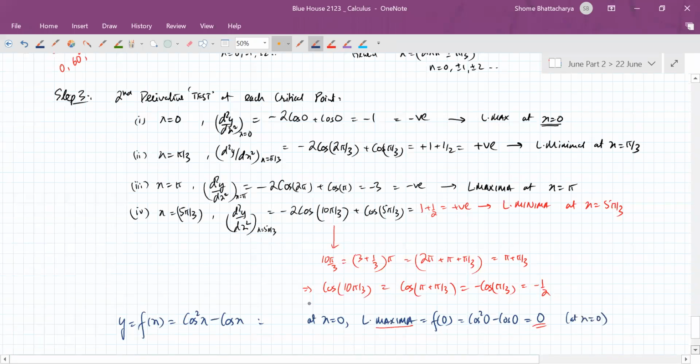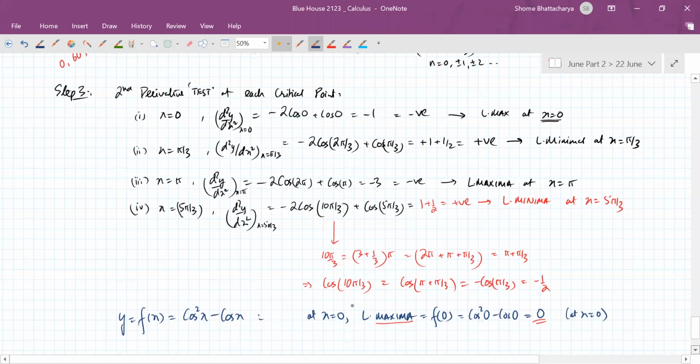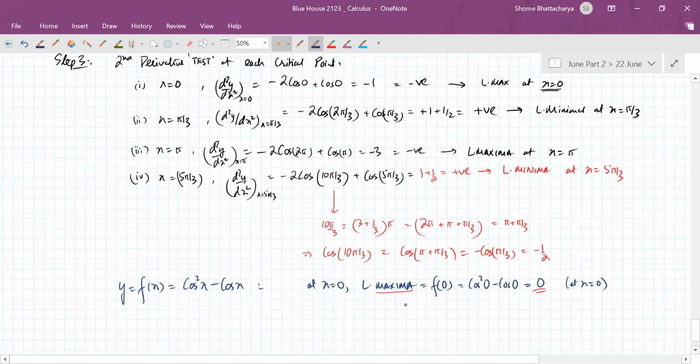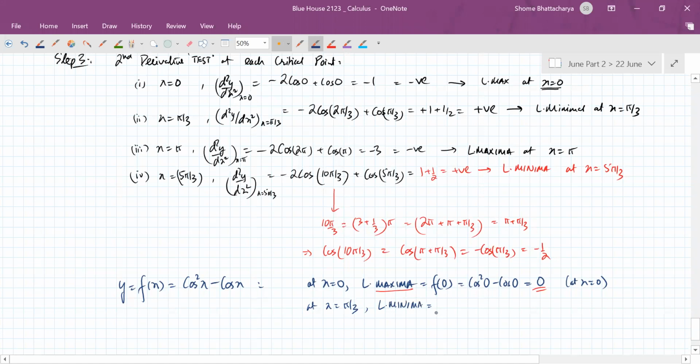Now next, at x equal to pi by 3, we have a local minima, which is the value of the function at pi by 3. So that's cos square pi by 3 minus cos pi by 3. It's minus 1 by 4. So the value of the minima is minus 1 by 4. It occurs at the point pi by 3.